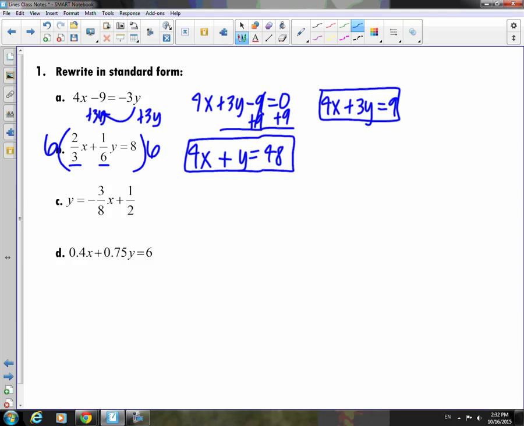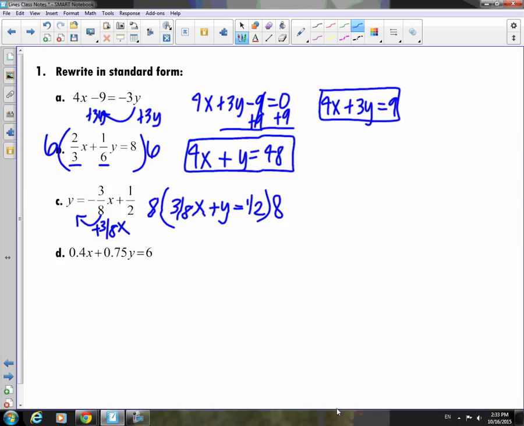Part C, y equals negative 3/8 x plus 1/2. First thing I need to do is get my x to the other side of the equation. So I'm going to add 3/8 x to each side of the equation. So I'll have 3/8 x plus y equals 1/2. So now I have my x and my y in the correct order, but now I need to get rid of my fractions. So I'm going to multiply by a common denominator, which would be 8.